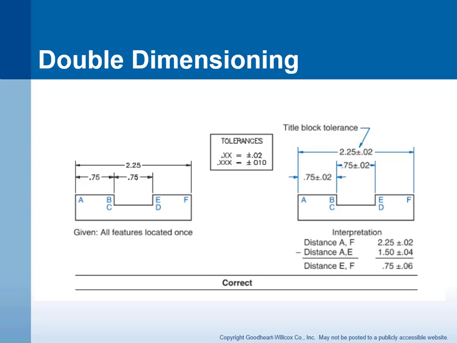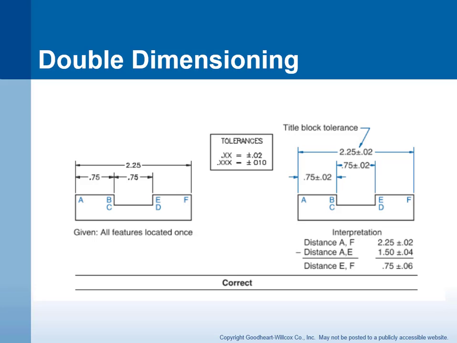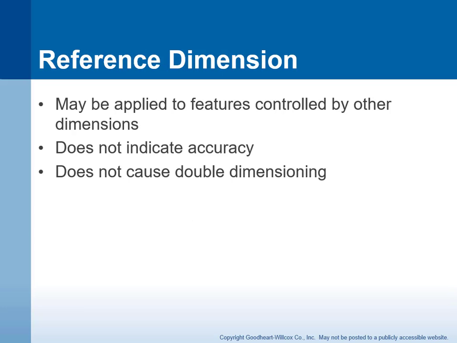And again, this is a good place to use a reference dimension. It may be applied to features controlled by other dimensions, which is exactly the case here for dimension EF. So we could put a reference dimension on that. It does not indicate any accuracy, it's just a nominal value, and does not cause double dimensioning. So for a reference dimension, you put parentheses around it, and it does not indicate any accuracy.